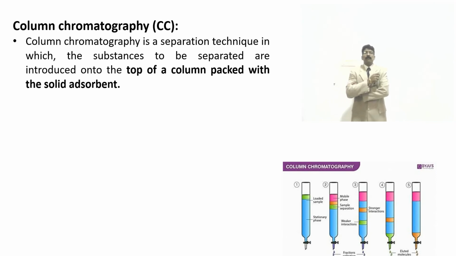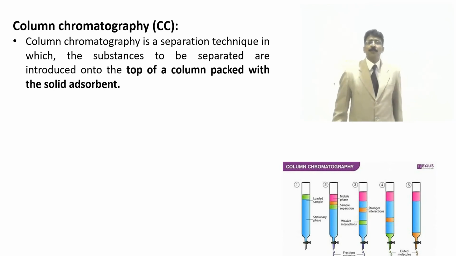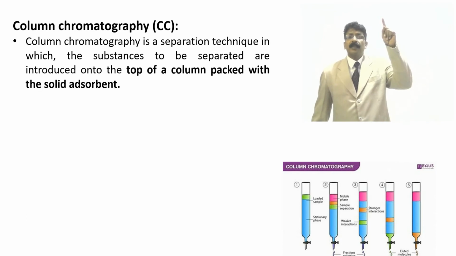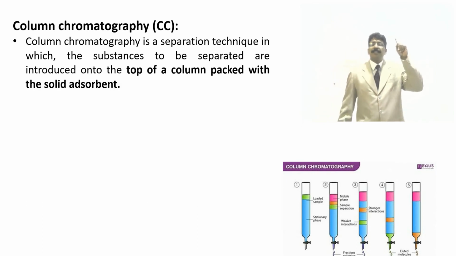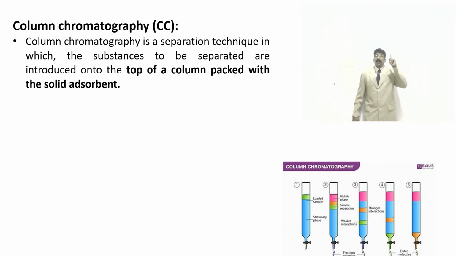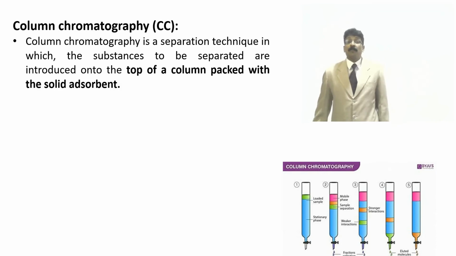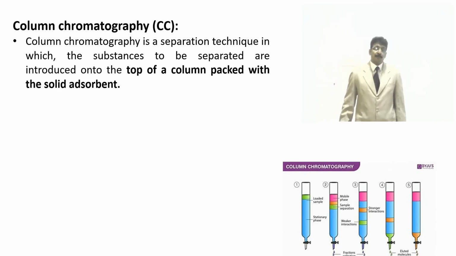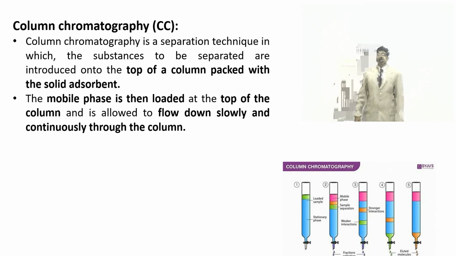Column chromatography, CC. Column chromatography is a separation technique in which the substances to be separated are introduced at the top of the column, which is packed, usually with silica gel 60 or silica gel 120, in a column, a long glass tube. In the class I have shown this, and we have not done the experiment, but still we have explained column chromatography packed with a solid adsorbent, usually silica, of a different mesh, not silica gel G, because it is not necessary for it to stick to the glass. It should be packed in a tube.